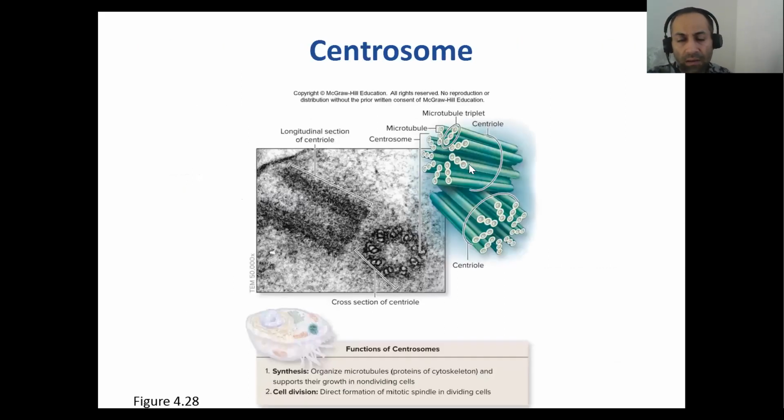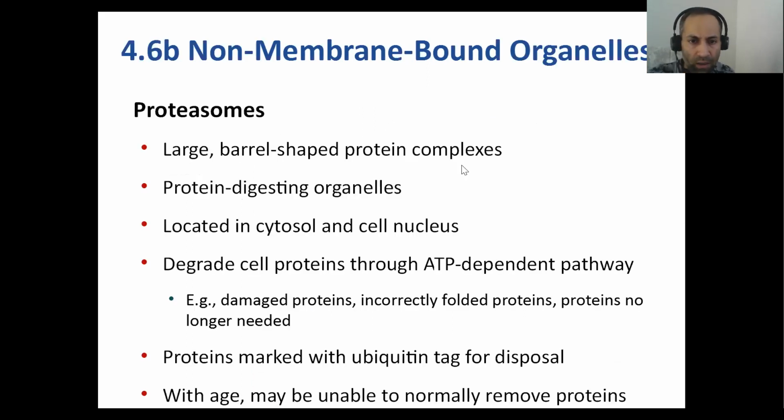Centrosomes are part of the cytoskeleton, first of all. And what centrosomes do is they help the cell divide. When the cell divides into two daughter cells during mitosis, the chromosomes actually move equally apart to the two daughter cells by means of these organelles called centrosomes. So they're used for cell movement.